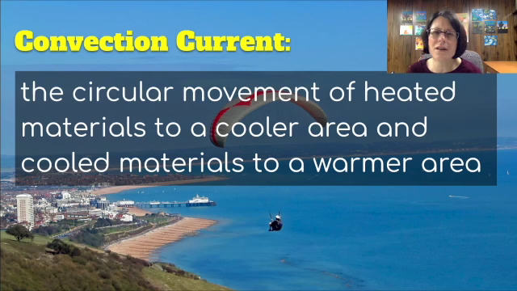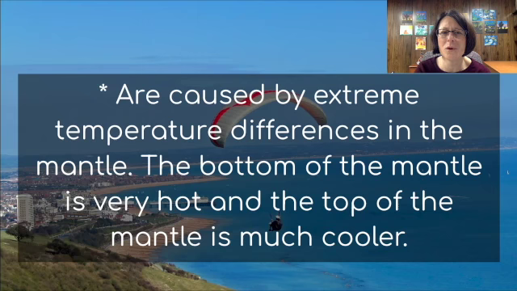In the mantle, there are convection currents going on. These are the circular movement of heated materials to a cooler area and cooled materials to a warmer area. They are caused by extreme temperature differences in the mantle. The bottom of the mantle is very hot, and the top of the mantle is much cooler. This is actually really important that we have that buffer zone between the core and the crust called the mantle, because if we didn't, it would be too hot for us to touch. It would actually burn us up.